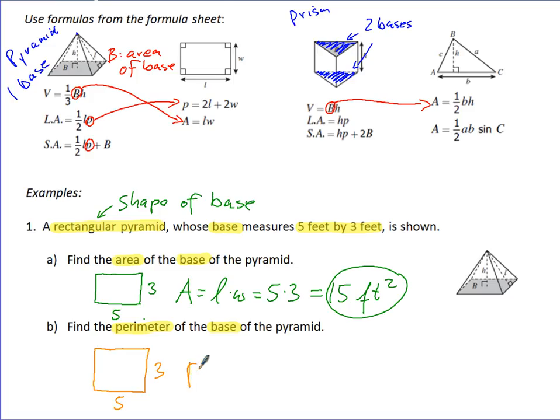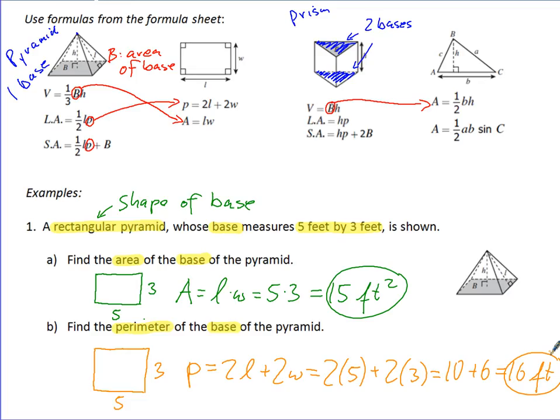And our formula for the perimeter says the perimeter is 2 times the length plus 2 times the width. So let's plug in our numbers. 2 times 5 plus 2 times 3, and that is 10 plus 6, 16. And since we're only adding the lengths, we're not multiplying anything, the unit is still straight feet, 16 feet.